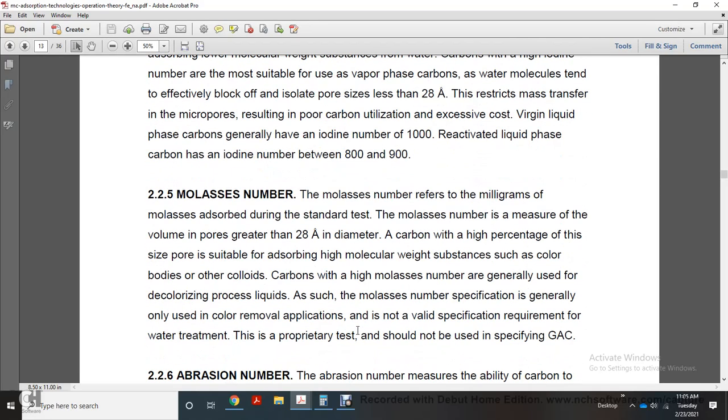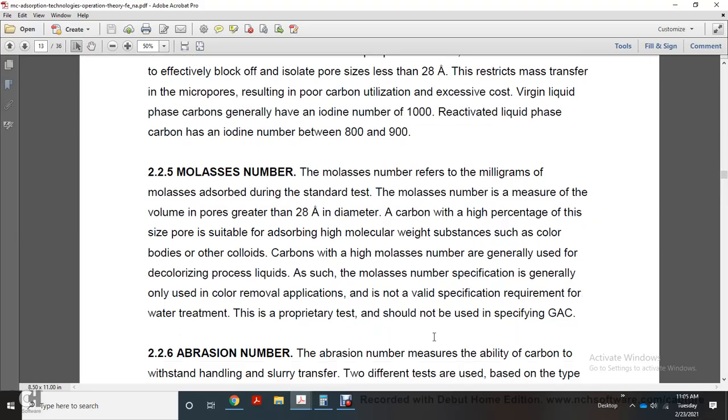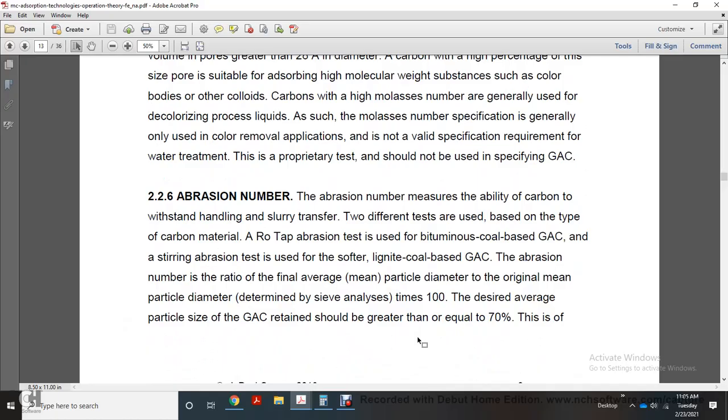Alright, the molasses number refers to the milligrams of molasses adsorbed during the standard test. Molasses number is the measure of the volume of pores greater than 28 angstroms in diameter. Carbon with a high percentage of pores of this size is suitable for adsorbing high molecular weight substances such as color bodies and other colloids. Carbons with a high molasses number are generally used for decolorization of process liquids. As such, the molasses number specification is generally only used for color removal applications and is not a valid specification requirement for water treatment. This test should not be used with the specific granular activated carbon.